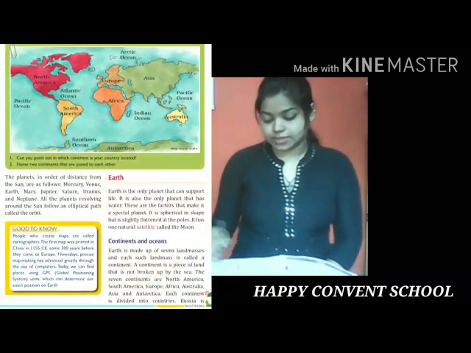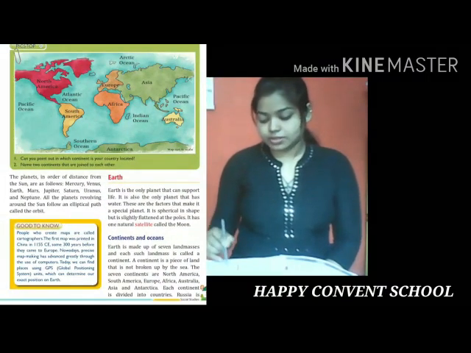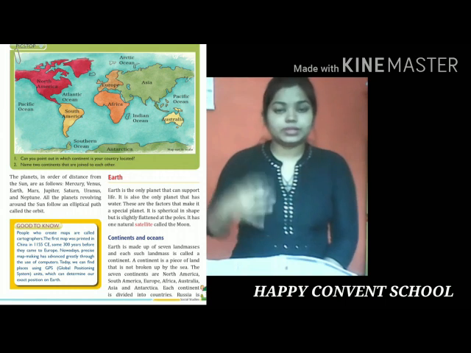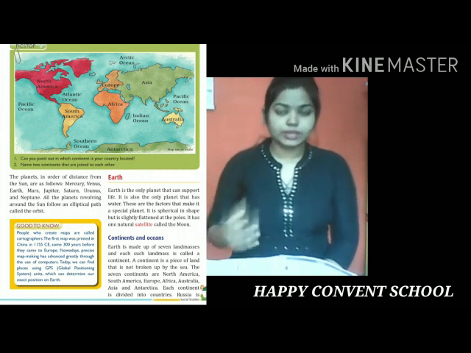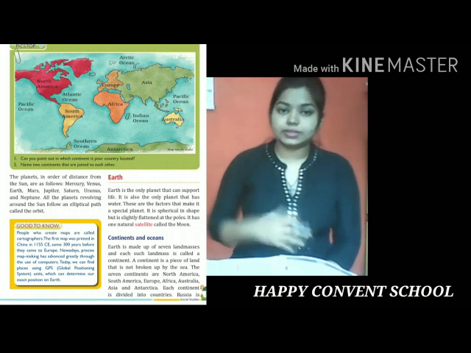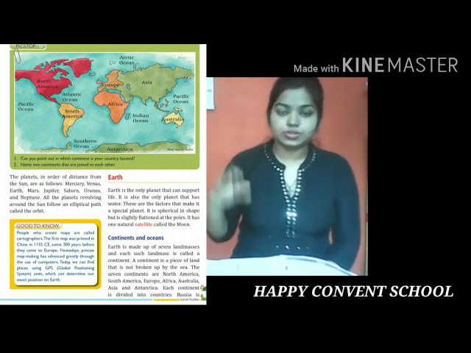So the next topic is continents and oceans. Earth is made up of 7 landmasses and each such landmass is called a continent. If you see a globe, you can see some portions are green, some are blue. So what is the green portion? Land. They are known as continents. And the blue portion is called oceans or water bodies.